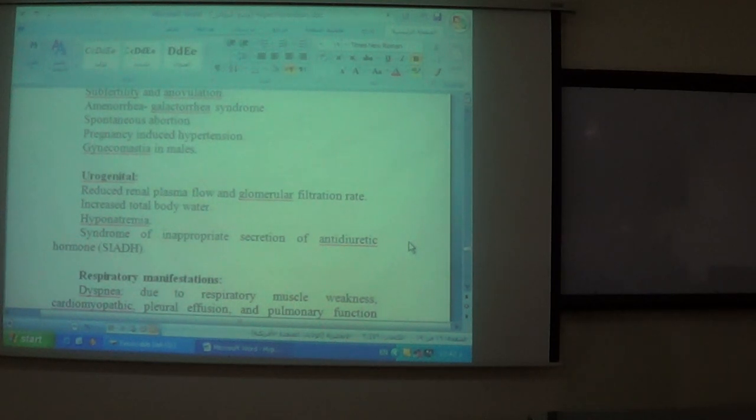This patient, with high TSH, may have high gonadotrophin. With high TSH, may have high prolactin. With high TSH, may have high antidiuretic hormone. With high antidiuretic hormone, unneeded antidiuretic hormone. So it is inappropriate; inappropriate means unneeded. Unneeded or inappropriate ADH causes water retention inside our body, whether inside the circulation or in the tissue spaces.